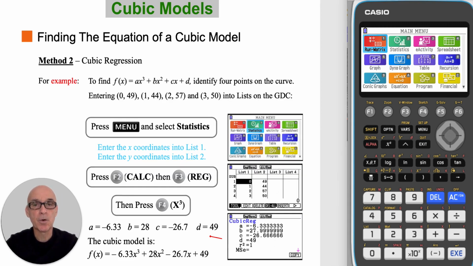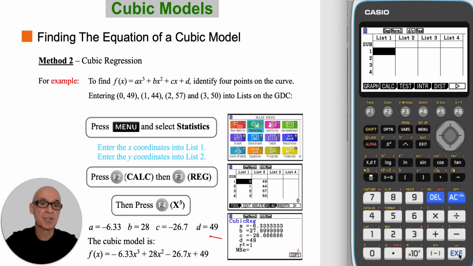To find the equation of the cubic model using cubic regression, you still need to identify 4 points on the curve, but this time we will enter them into lists on the calculator. From the main menu, selecting Statistics and entering the x-coordinates into list 1 and the y-coordinates into list 2.